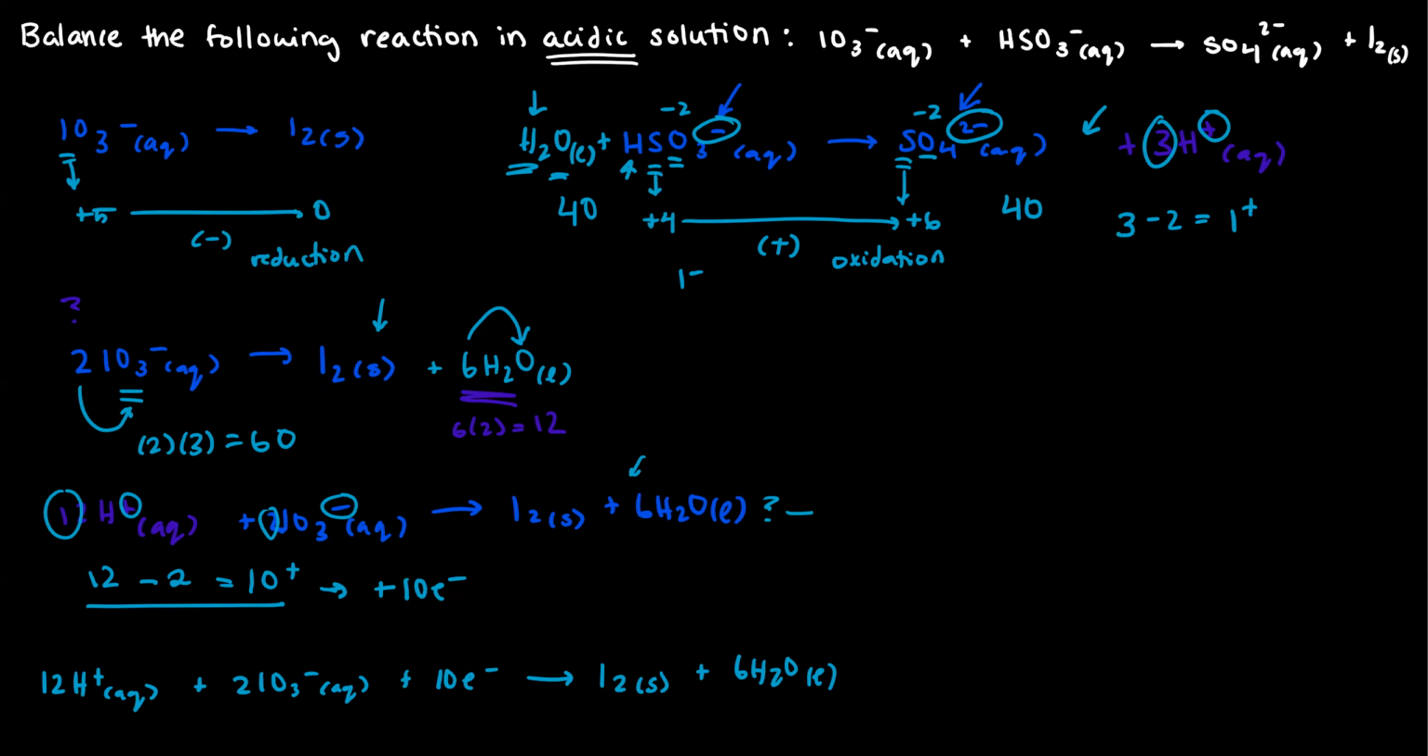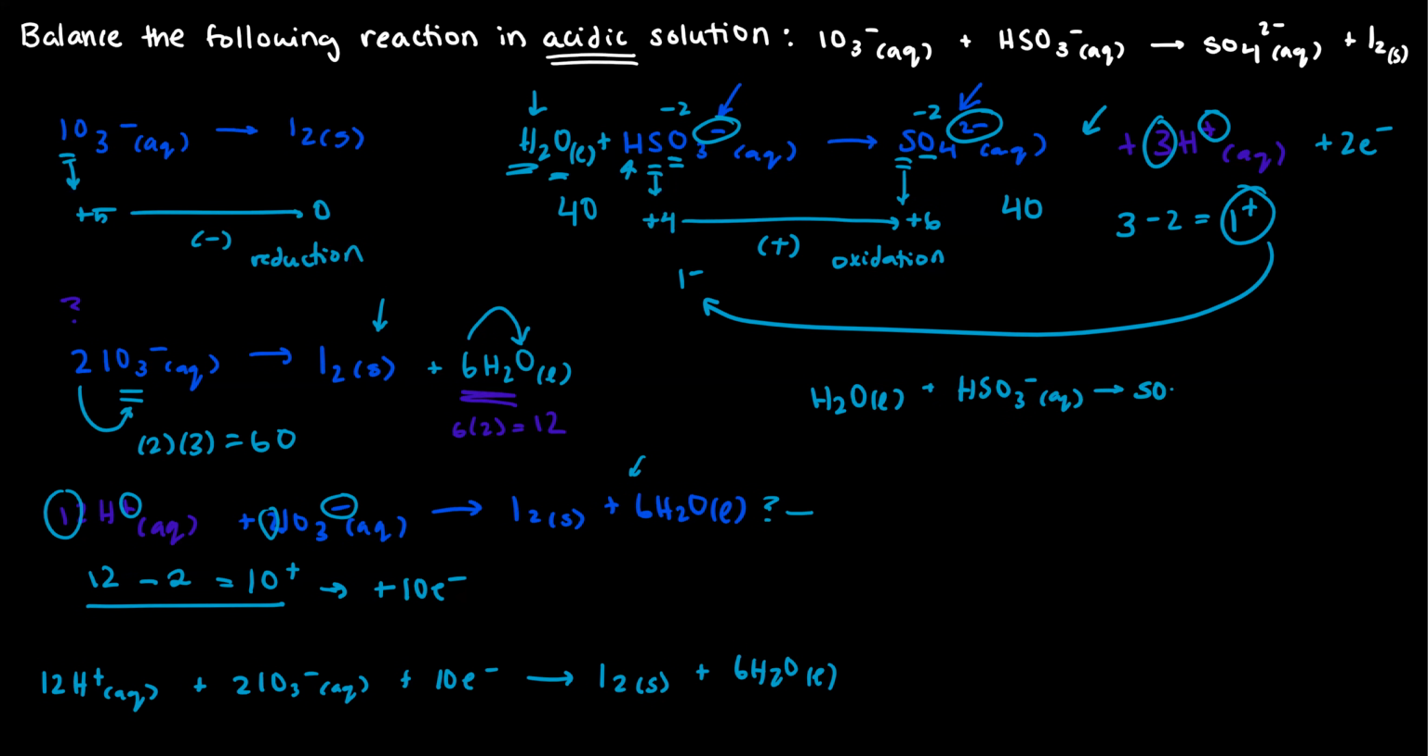So in order to balance it out, we need to make this 1 plus charge on the right side into a 1 minus charge. And we can do that by adding 2 electrons to the right side of this equation. And this leaves us with H2O liquid plus HSO3- aqueous gives you SO4 2- aqueous plus 3H+ aqueous plus 2 electrons. So this is where we're at with our oxidation half reaction, and this is where we're at with our reduction half reaction.